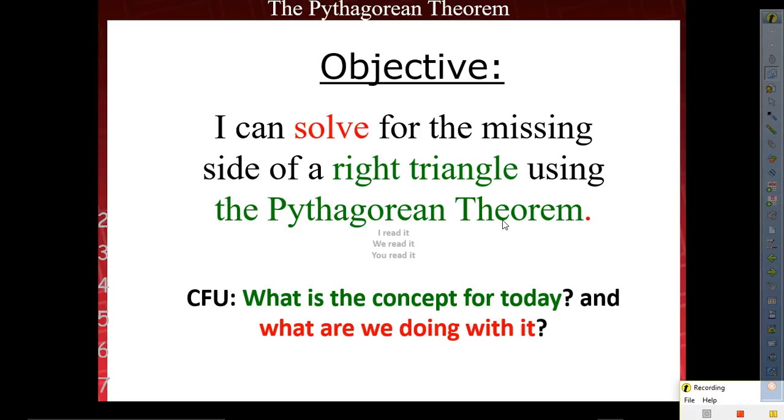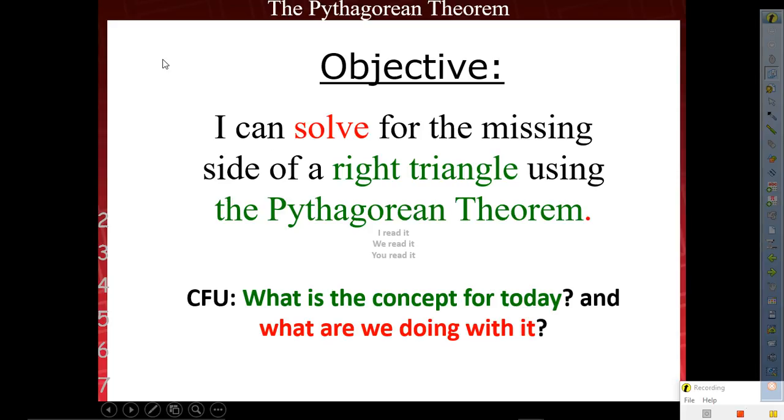I'm going to go ahead and show you where the Pythagorean Theorem comes from. But for the Frayer model, I want you to fill in the center of your Frayer model, right triangle. I just want to make sure that we're covering all the terms in regards to a right triangle. So in your Frayer model, we're going to write what? Right, so a right triangle. Okay, so what is a right triangle?